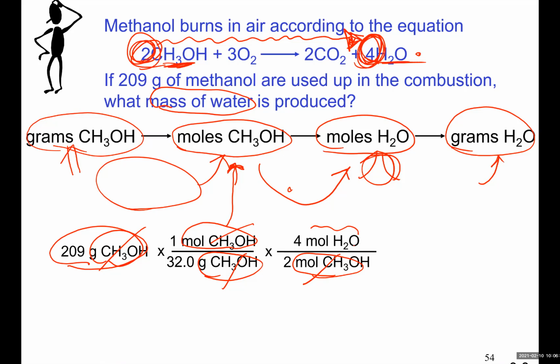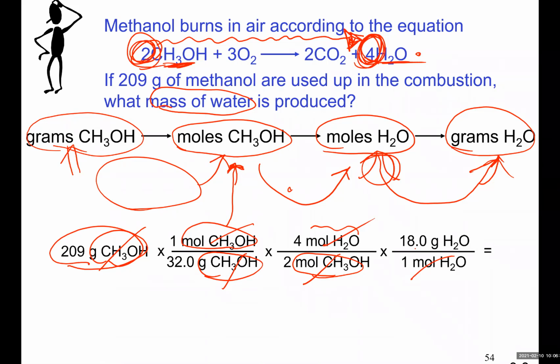So now I have moles of water, but I want to go from moles of water to grams of water. That means cancel moles of water. Where do I write moles of water? On the bottom. I want to convert to grams, so I write grams of water on the top. So moles of water and moles of water are canceled. I'm left with grams of water.